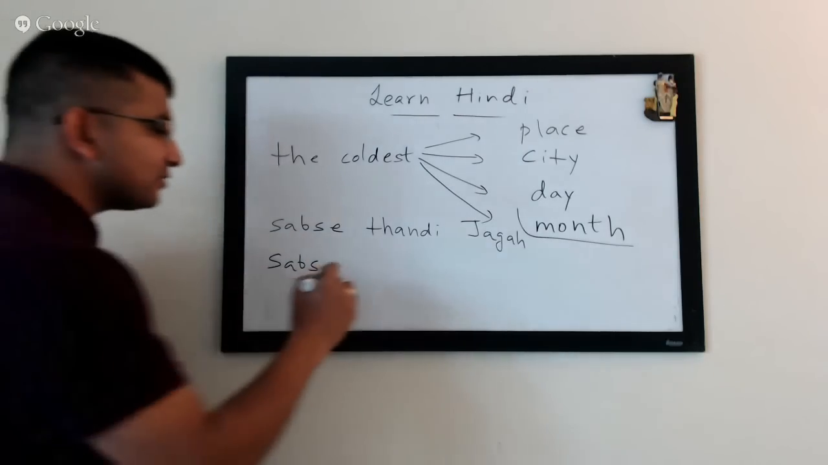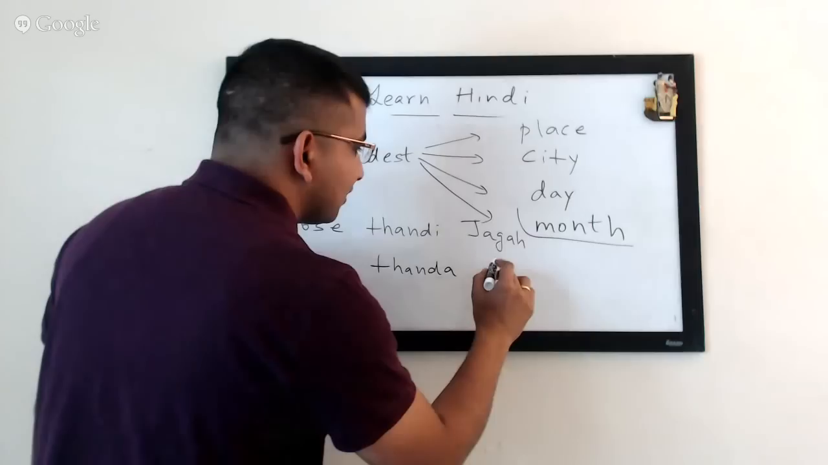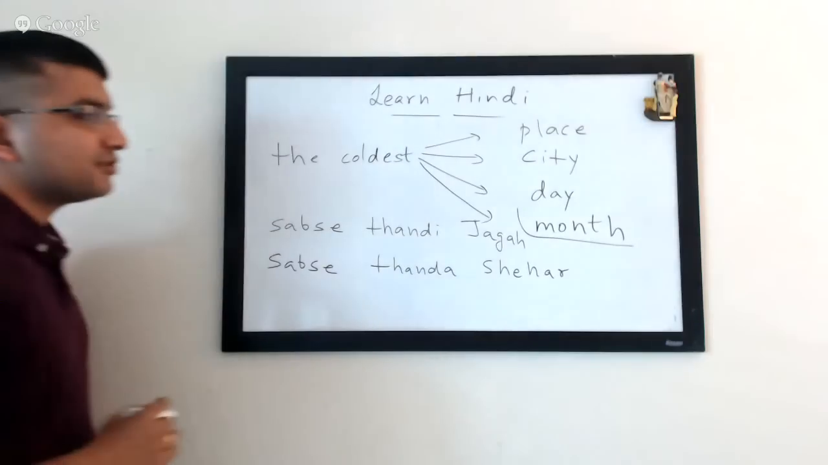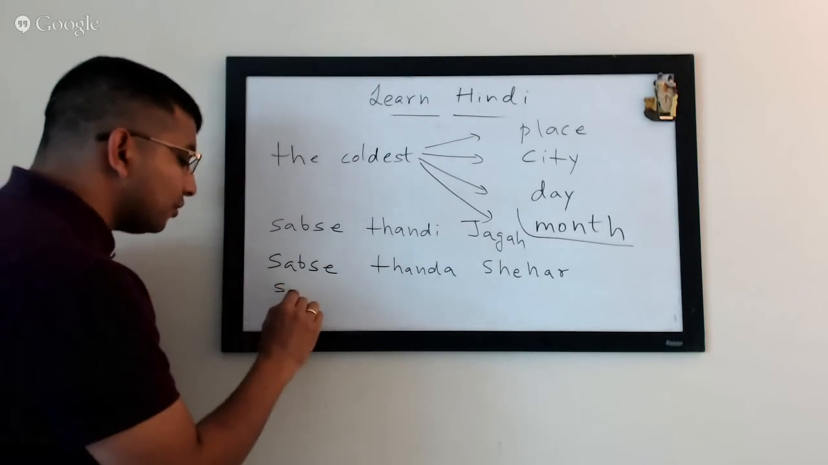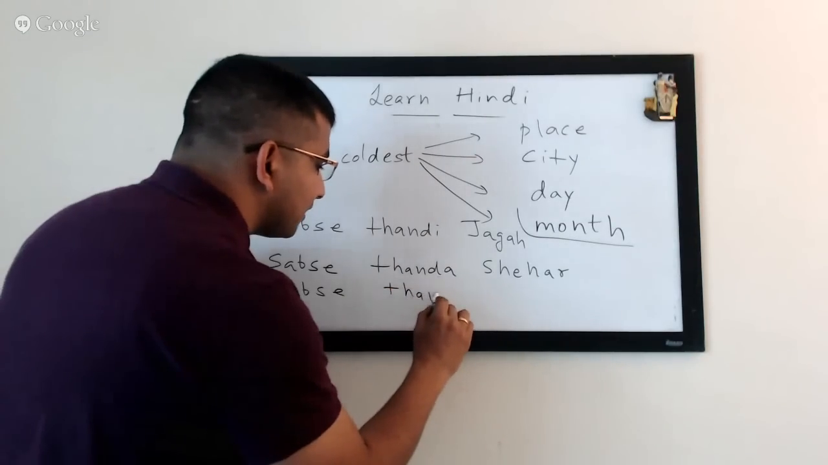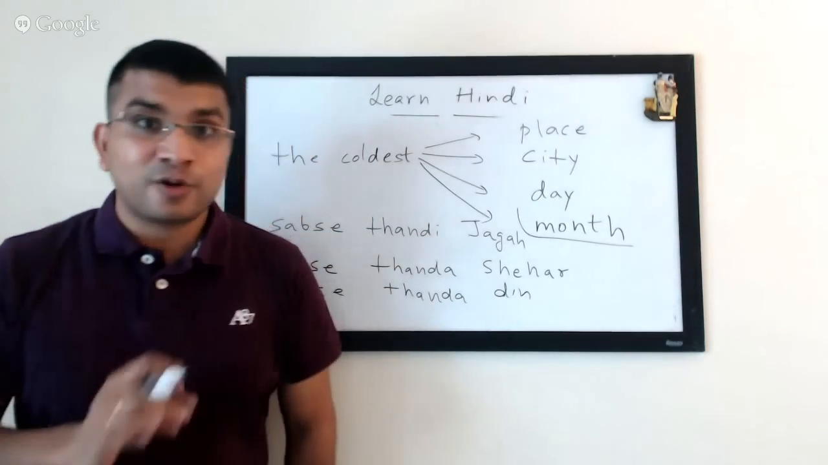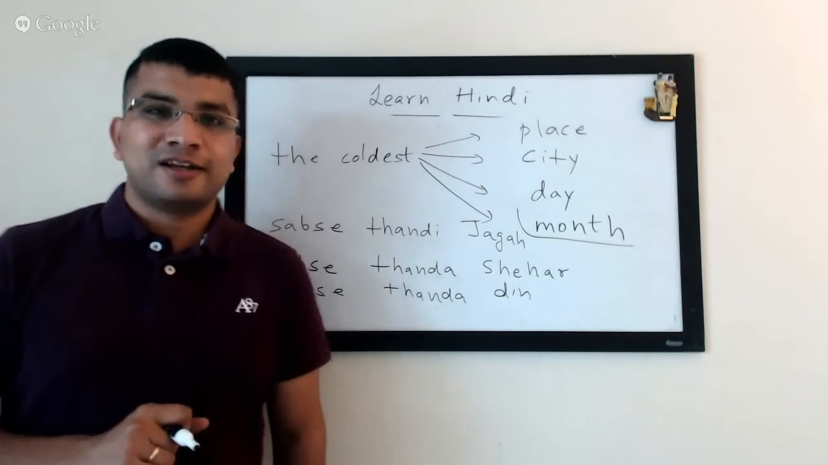Masculine, very good, right? So सबसे ठंडा शहर, सबसे ठंडा शहर. The next one is दिन, right? दिन is also masculine singular. So you say सबसे ठंडा दिन. So in winters, if it's very cold, you can say आज सबसे ठंडा दिन है. This is the coldest day today, right?